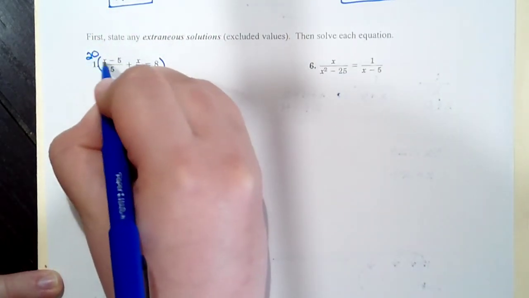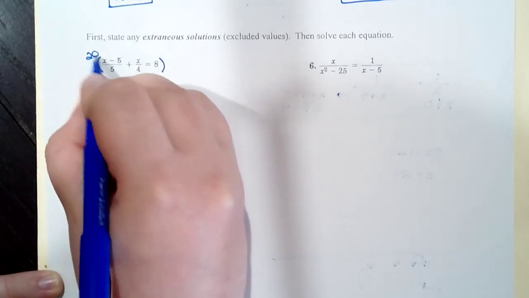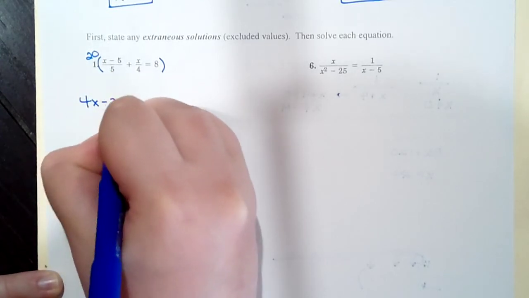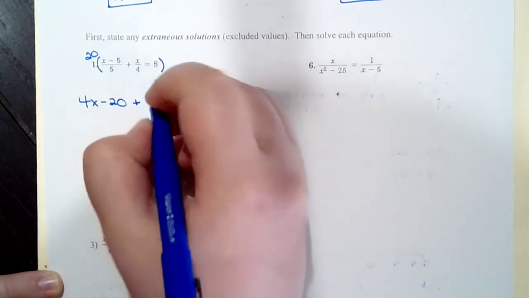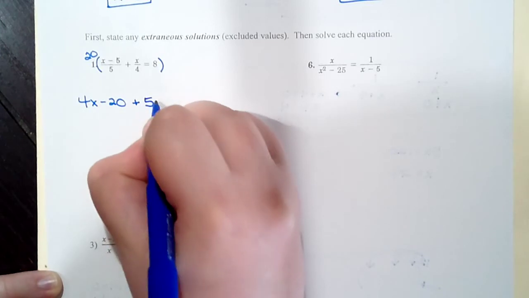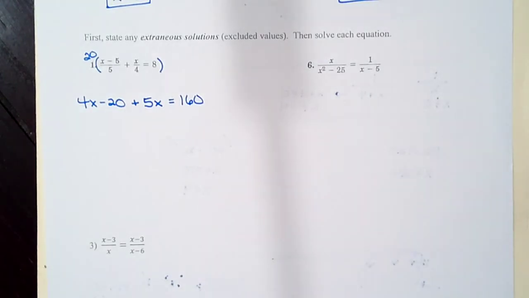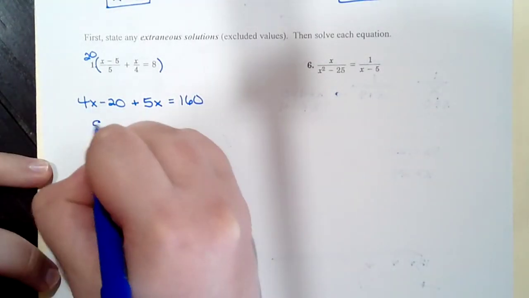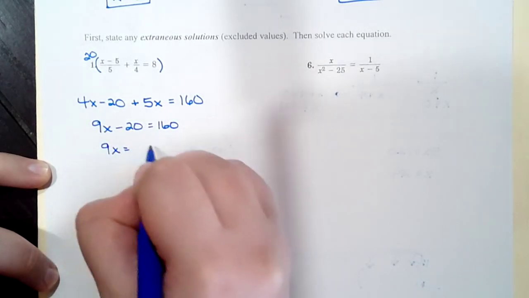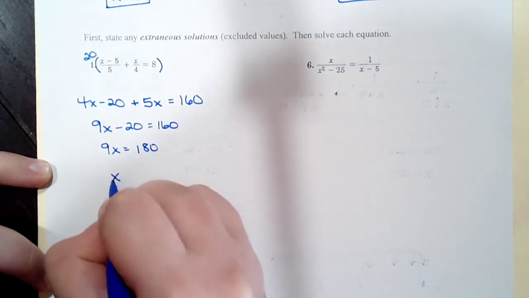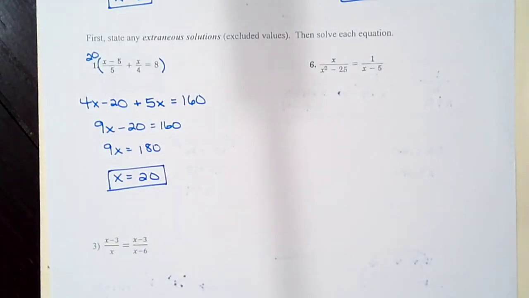So 20 times x minus 5 over 5, those reduce to just be 4. So 4x minus 20 over 1 plus 20x over 4, the 20 and the 4 reduce to 5, so plus 5x equals 8 times 20, which is 160, all on one line. 4x and 5x is 9x, minus 20 is 160, 9x equals 180, divide both sides by 9, we get 20. As I said before, there are no extraneous solutions, so that's my answer.